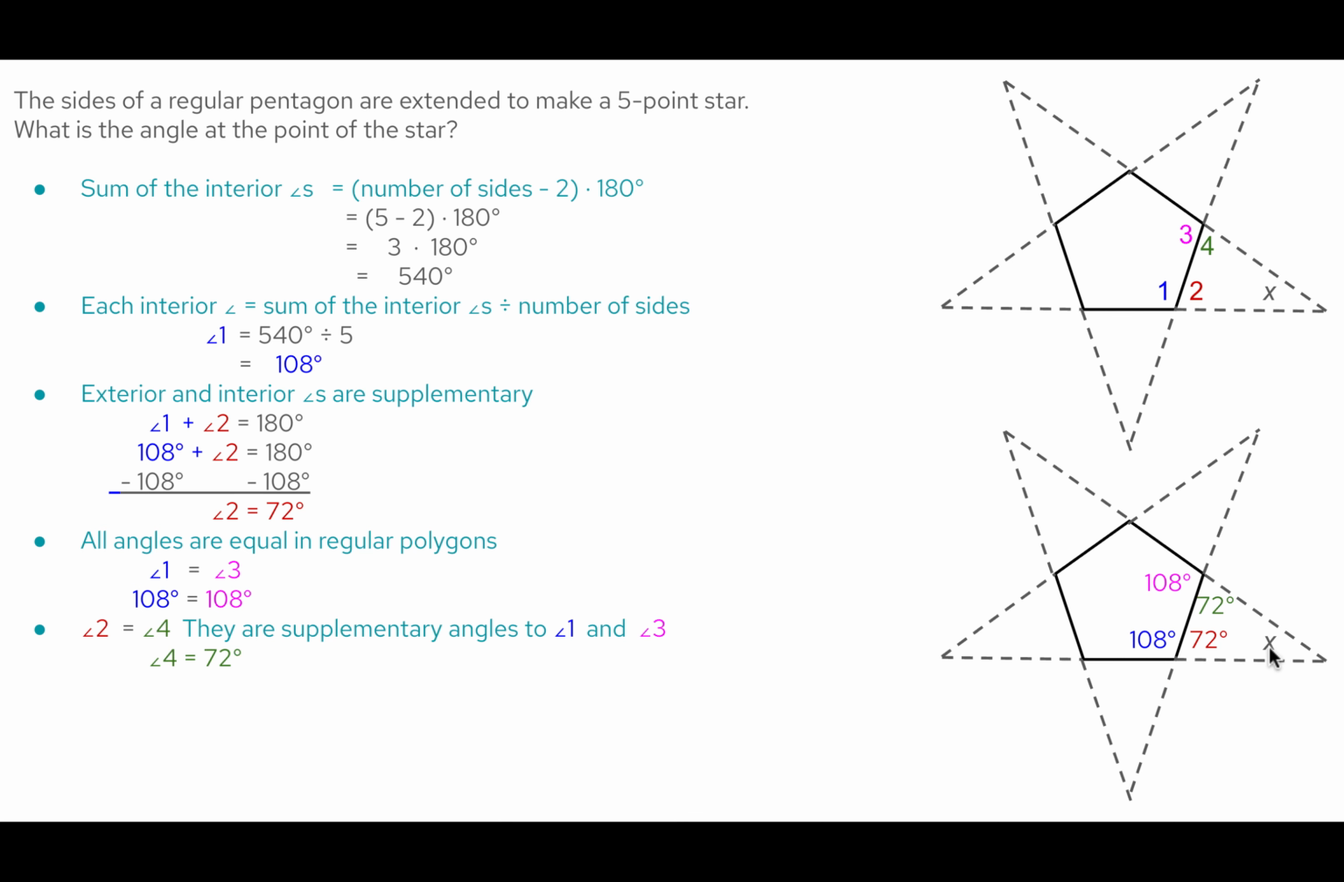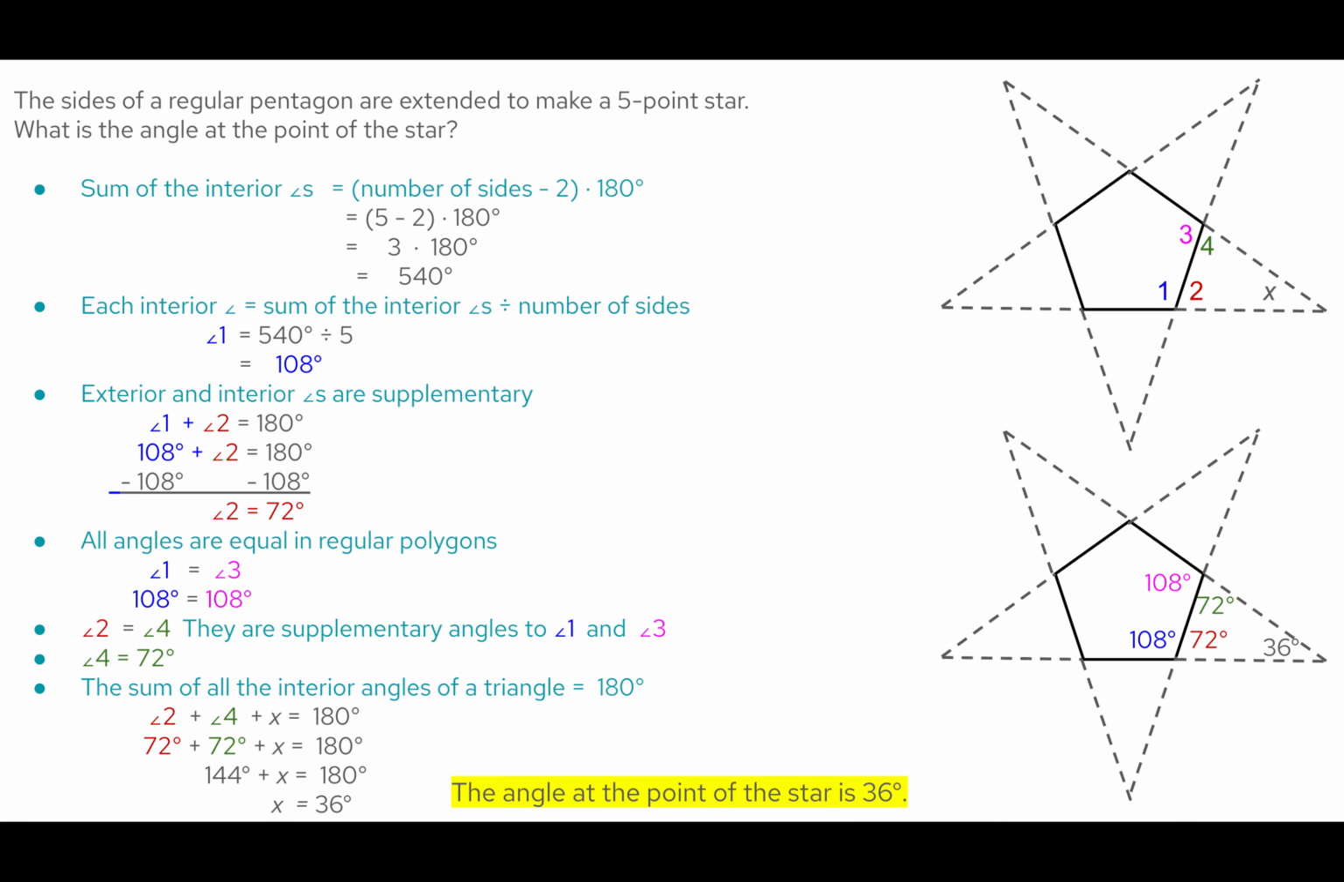All we have left now is x. Well, I know that the sum of all the interior angles is 180 degrees. And I know that if I add angle 2, angle 4, and angle x, I'll have 180. I know that angle 2 is 72 degrees and angle 4 is also 72 degrees, which is 144 degrees. I subtract that, and that means that angle x is 36 degrees. So the angle at the point of the star is 36 degrees.